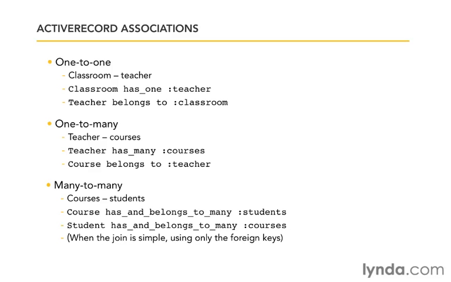Course has and belongs to many students, to reflect both the fact that it has many and it belongs to many, and also student has and belongs to many courses. And as a footnote there, I put that this is only true when the join is simple, using simple foreign keys the way we described in the last example. A little later on, we'll also take a look at a more complex way to do many-to-many joins.